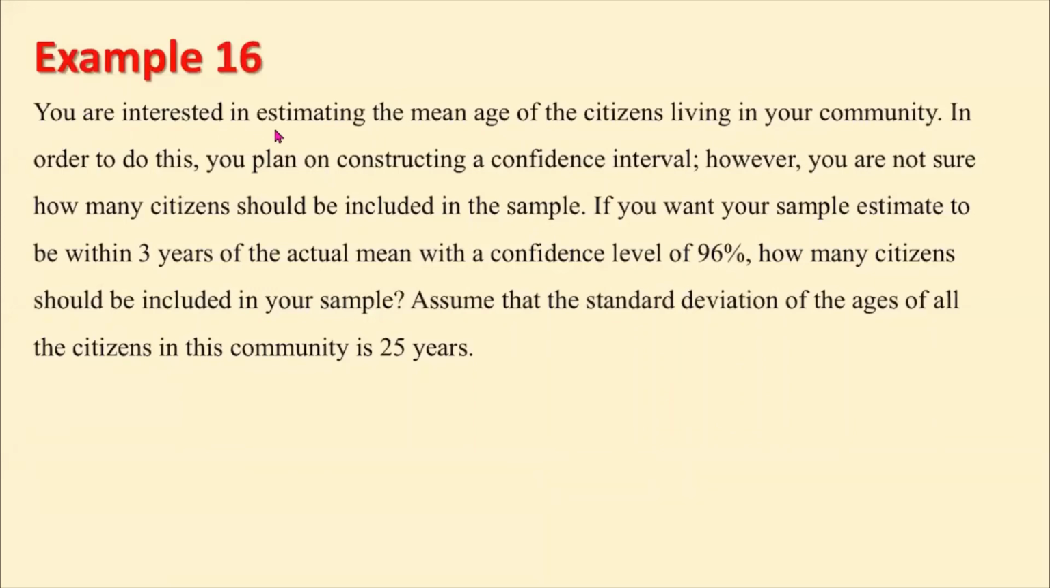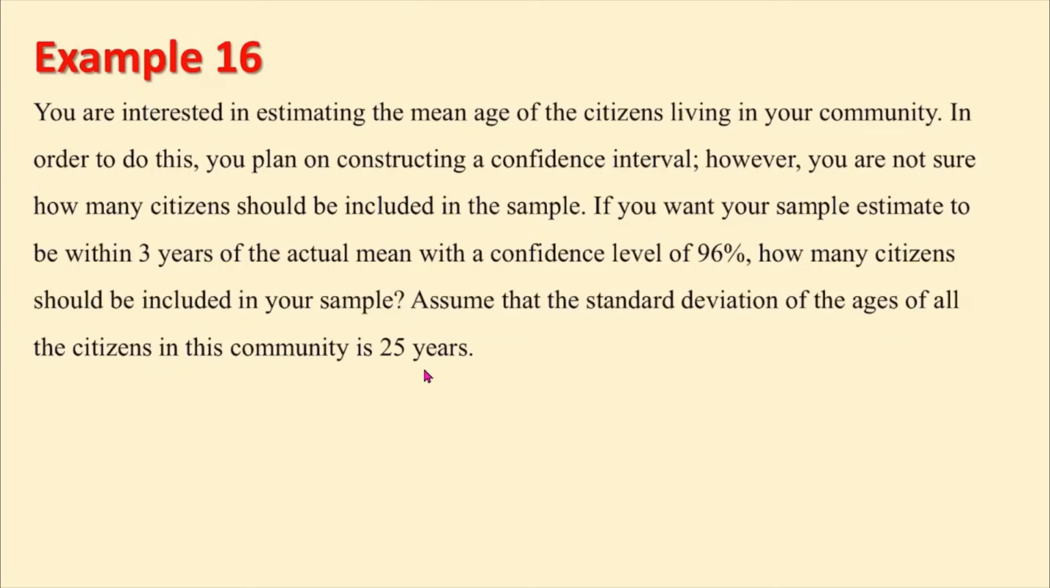Example 16. You are interested in estimating the mean age of the citizens living in your community. In order to do this, you plan on constructing a confidence interval. However, you are not sure how many citizens should be included in the sample. If you want your sample estimate to be within 3 years of the actual mean with the confidence interval 96%, how many citizens should be included in your sample? Assume that the standard deviation of all ages of all citizens in the community is 25 years.